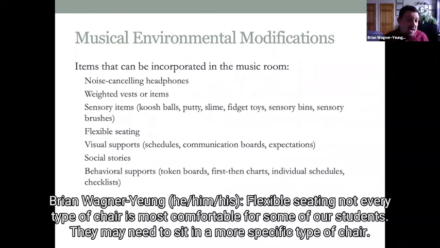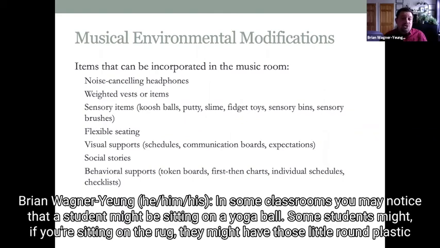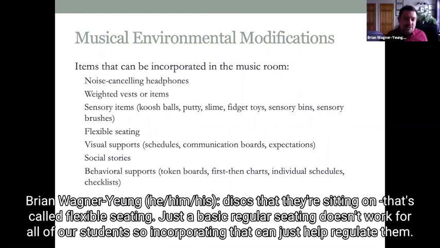Flexible seating. Not every type of chair is most comfortable for some of our students. They may need to sit in a more specific type of chair. In some classrooms, you may notice that a student might be sitting on a yoga ball. If you're sitting on the rug, some students might have those little round plastic discs that they sit on. That's called flexible seating. Just the basic regular seating doesn't work for all of our students, so incorporating that can help regulate them.